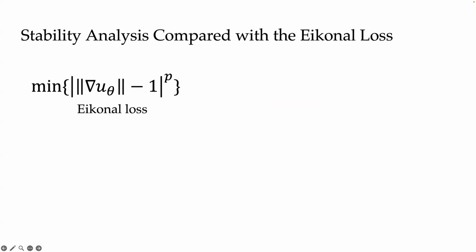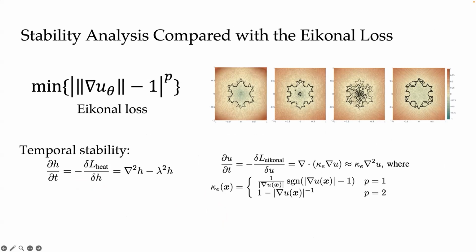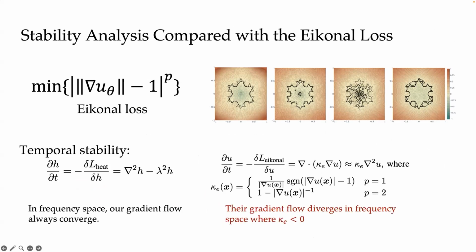For the temporal part, the function will be updated a little bit after every iteration. In frequency space, partial differential equations can be treated as ordinary differential equations. Our gradient flow will always converge. However, if you are only using the eikonal loss, the gradient flow may diverge in frequency space where the kappa is smaller than 0.